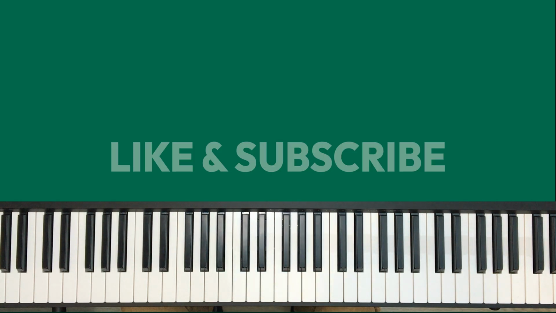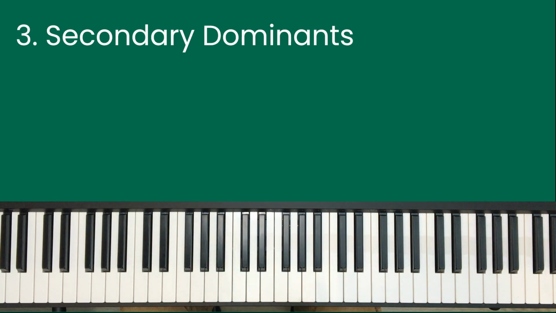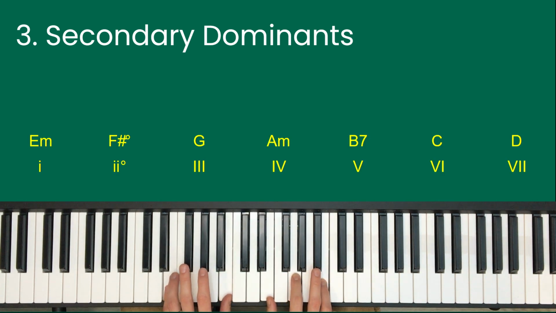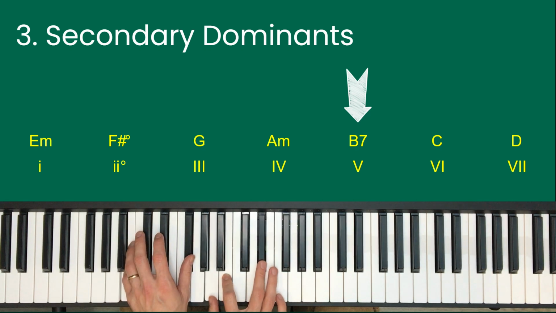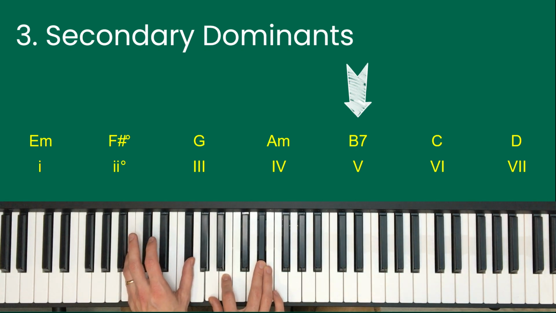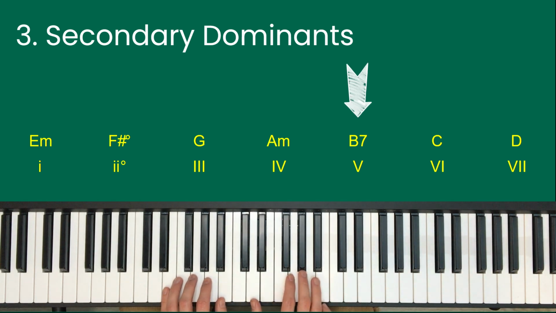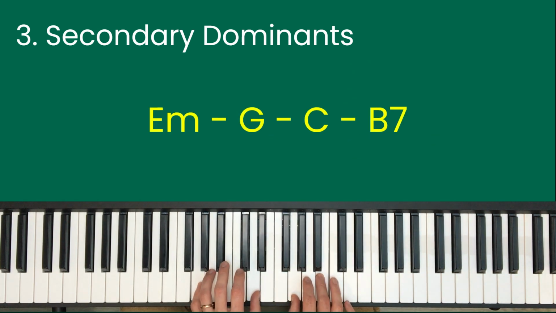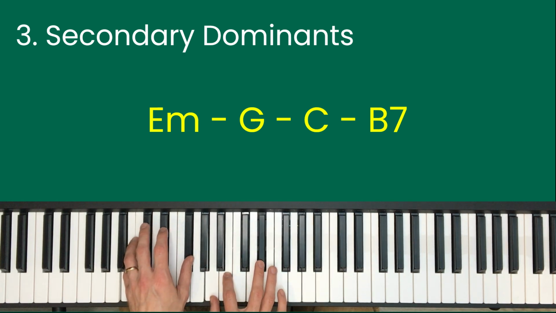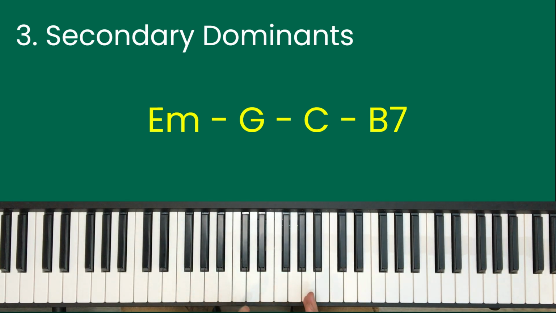Okay, so the next passing chord we're going to look at, we're going to take the idea of secondary dominants. In each key, in this case our key E minor, the dominant chord in this key is B7, so you could consider that the primary dominant chord. But each of our chords, we can approach each of those chords with that key's corresponding dominant chord.